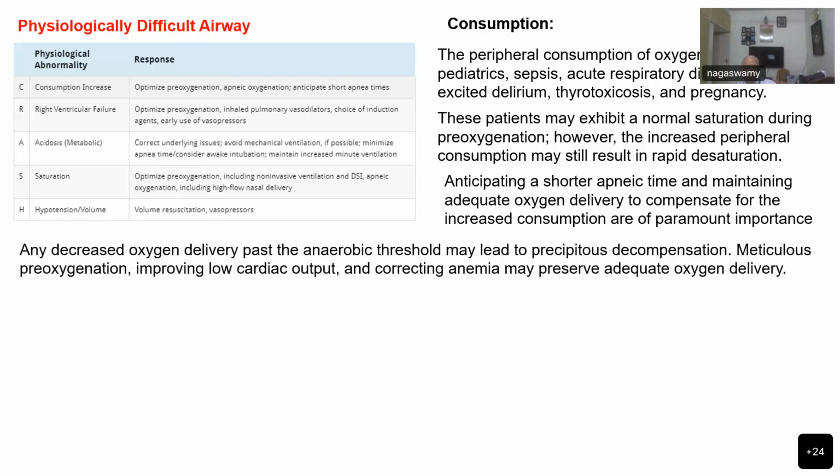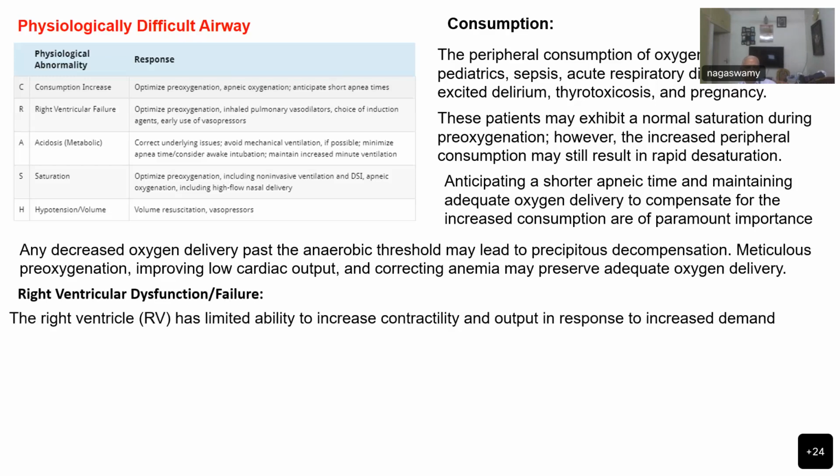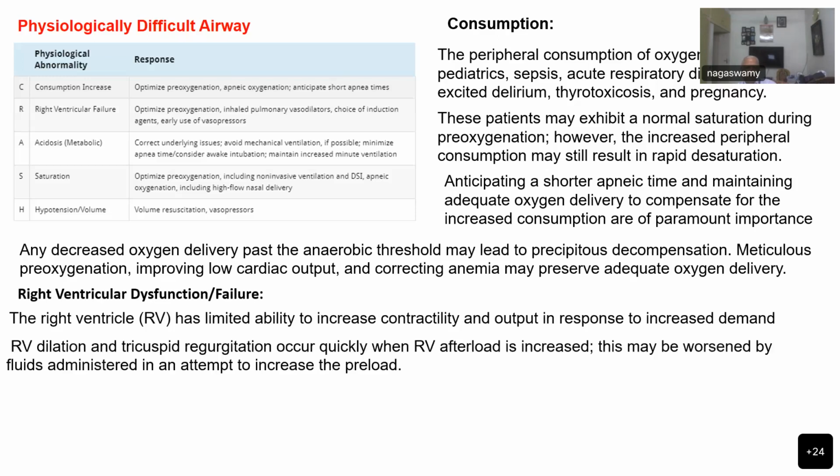And any decreased oxygen delivery past the anaerobic threshold may lead to precipitous decompensation. So meticulous pre-oxygenation, improving low cardiac output and correcting anemia may preserve adequate oxygen delivery. The second category is right ventricular dysfunction or failure. These patients have limited ability to increase contractility and output in case of increased demand. So conditions like RV dilatation or tricuspid regurgitation occur quickly when RV afterload is increased. That is when there is pulmonary hypertension and pulmonary pressures are very high. That is called the RV afterload.